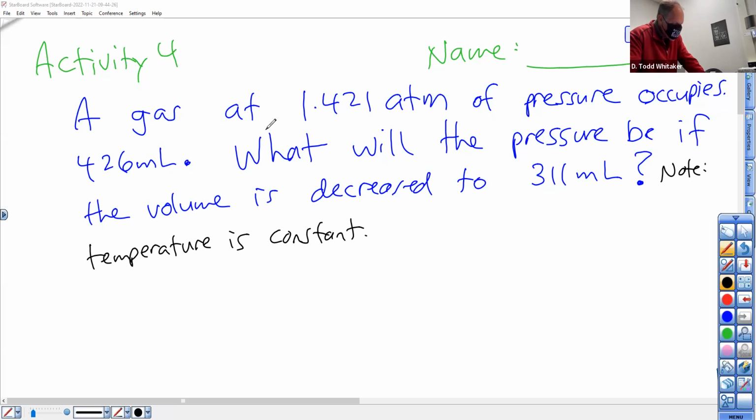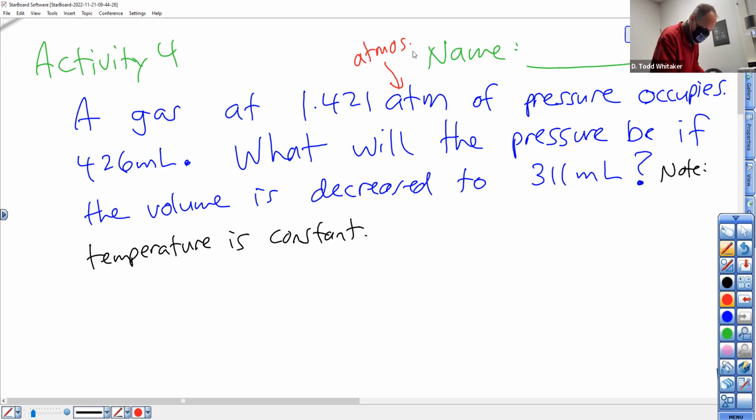We're going to continue a discussion of gases. We have a question here that asks about a gas that's at 1.421 ATM. That's a new unit for us. That's atmospheres.